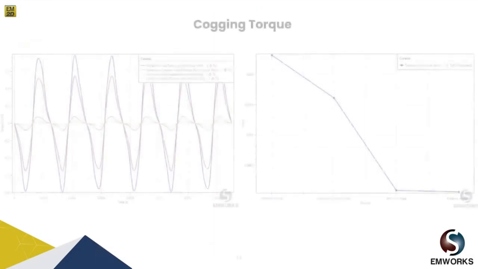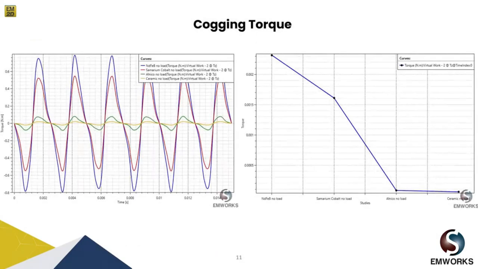So to begin with, let's look at the cogging torque performance. As you can see, the least cogging torque obtained is for the ceramic magnet. So having a lower cogging torque pulsation doesn't guarantee a higher torque generation. The highest cogging torque pulsation is in the case of NdFeB magnet, and the lowest is for the ceramic. We have also plotted its average.